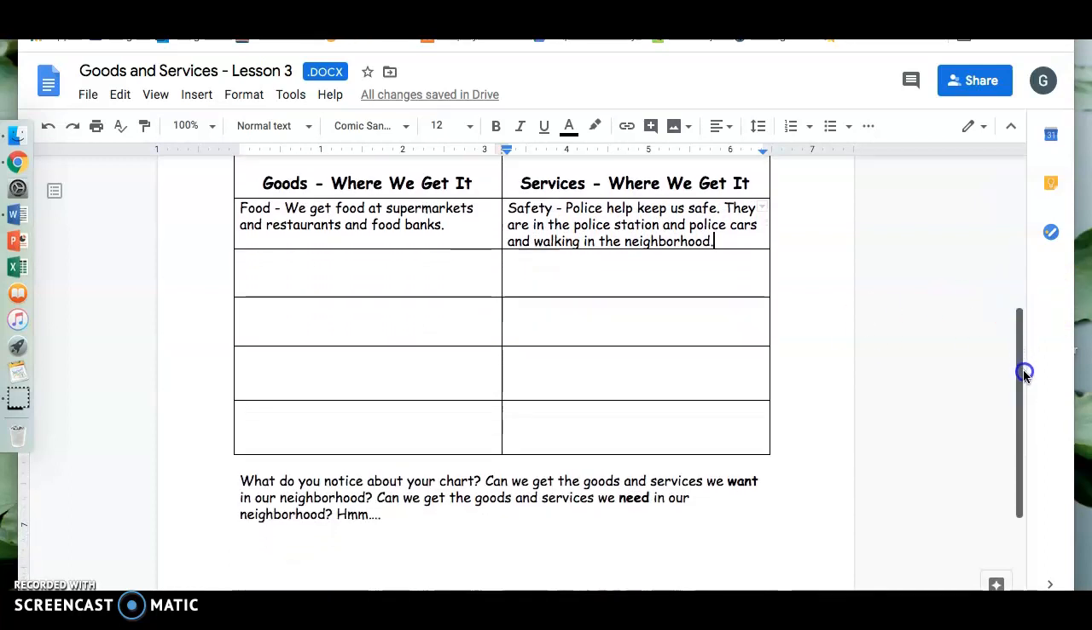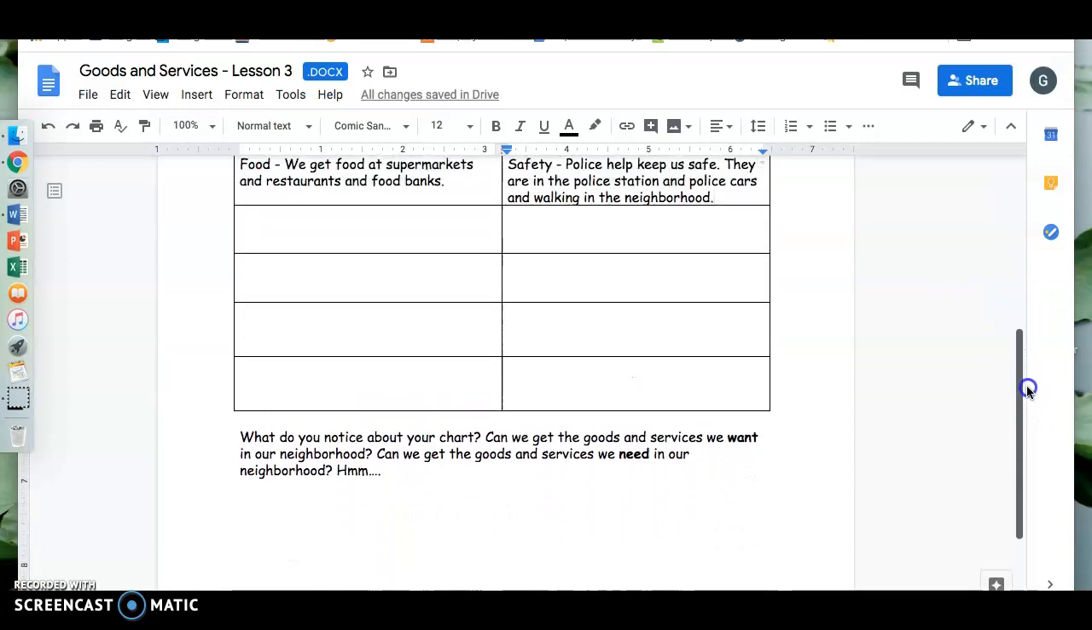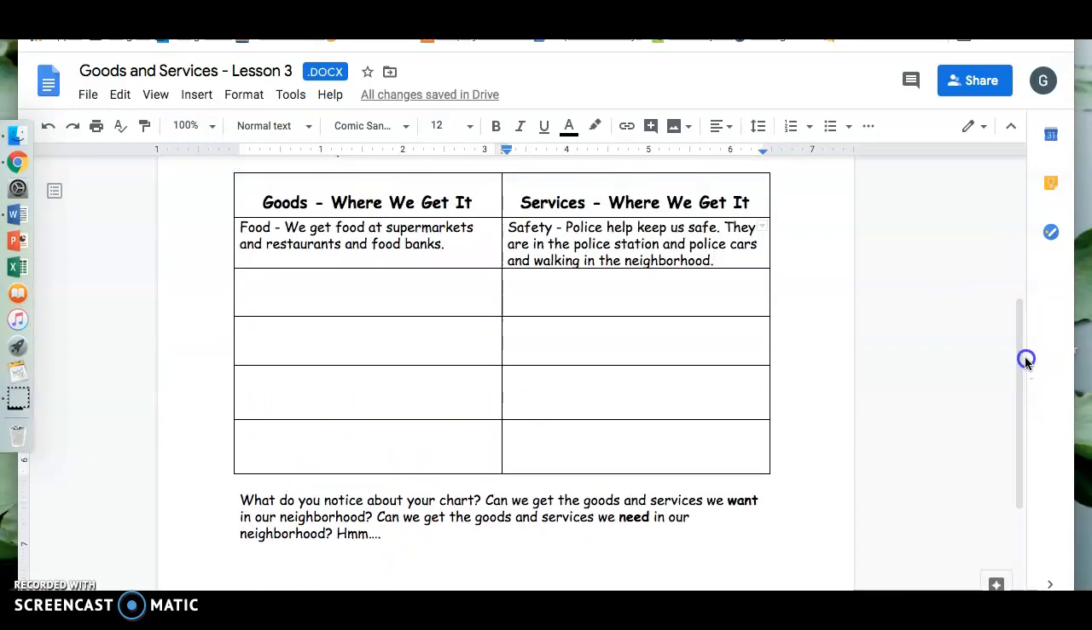Now you fill in the rest of the chart. When you're done, look at your chart. What do you notice? Can we get the goods and services we want in our neighborhood? Can we get the goods and services we need in our neighborhood?